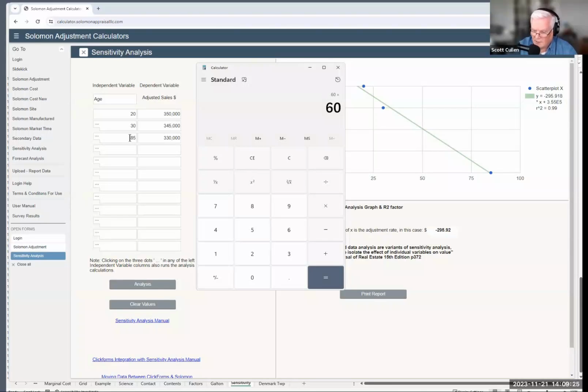60 times, let's call that 296, is a $17,000 adjustment. Add that to the 330. And you can see what it's doing is it's finding the lowest range. It fits this 347 right between the 350 and 345.